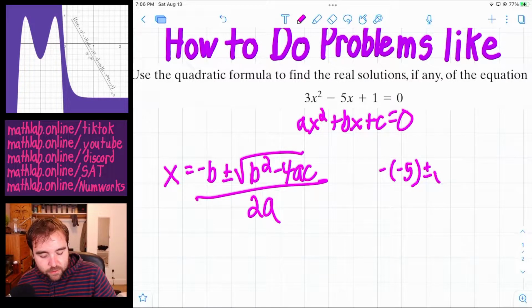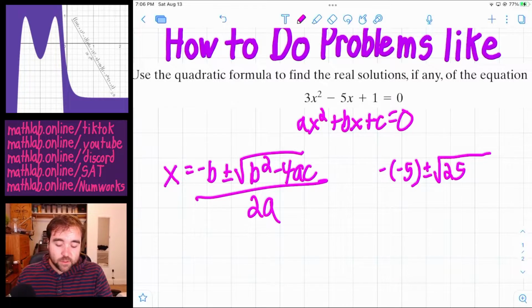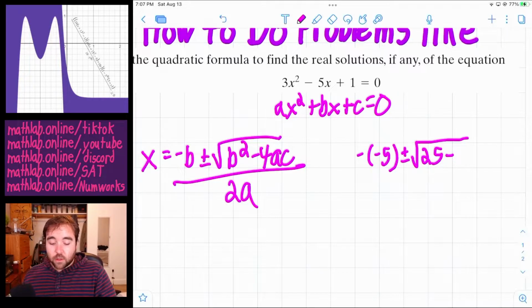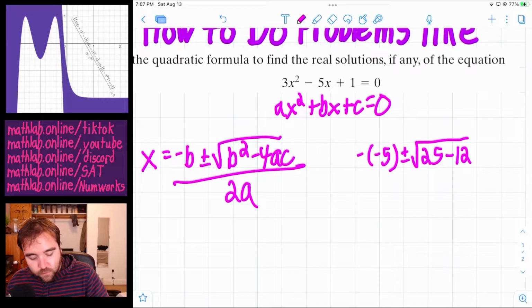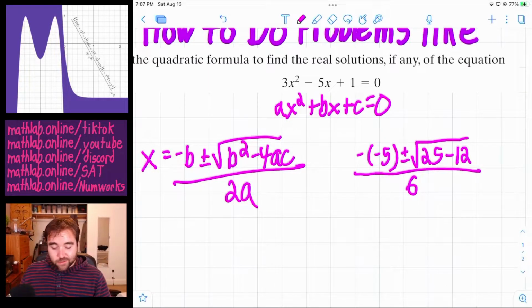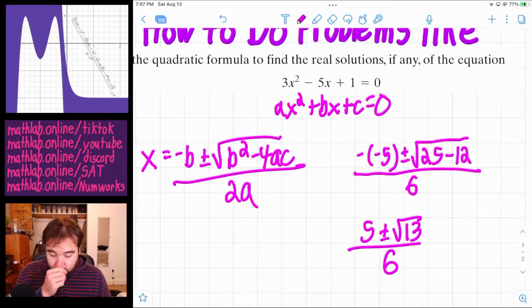But then plus or minus the square root of b squared, so negative 5 squared. So that's 25, because the negative just cancels out anyway. Minus 4ac, 4 times 3 times 1, 12. Over 2a, 6. So this is disgusting. 5 plus or minus the square root of 13 over 6. I mean, hey, if that's the answer, that's the answer.